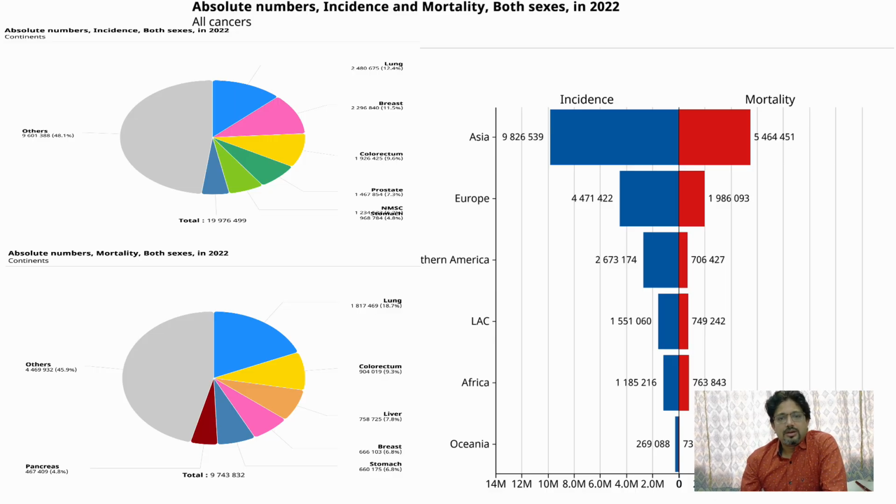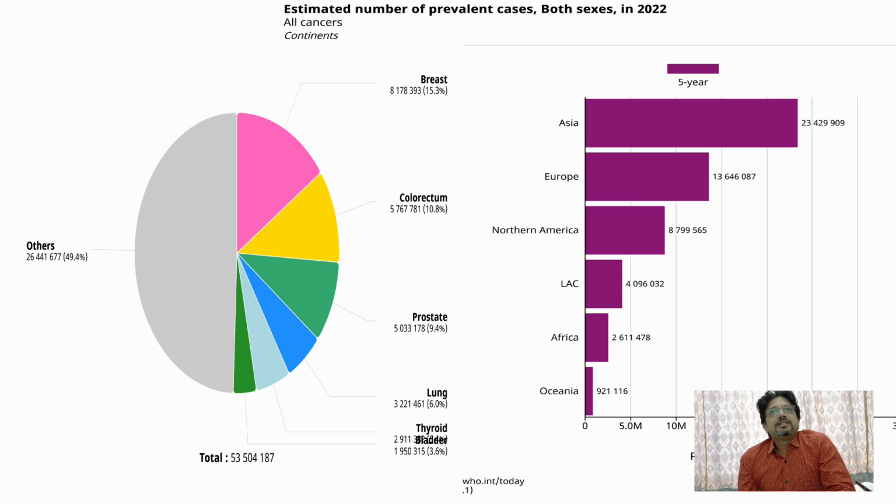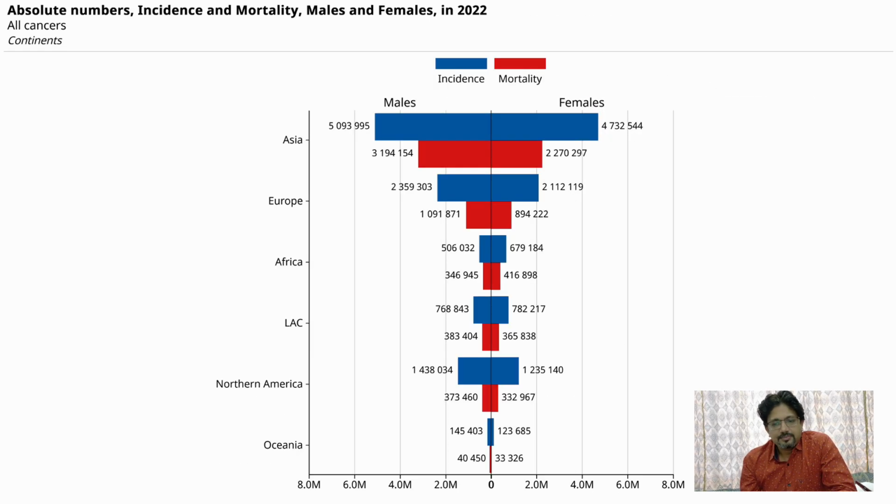This is the different incidence. The highest incidence is of lung cancer, followed by breast cancer and colorectal cancer. Regarding mortality, the highest is for lung cancer and colorectal cancer, followed by liver cancer. If you see the prevalence, the highest prevalent cancer is in Asia, of which breast cancer is the most prevalent cancer that is found in both sexes.